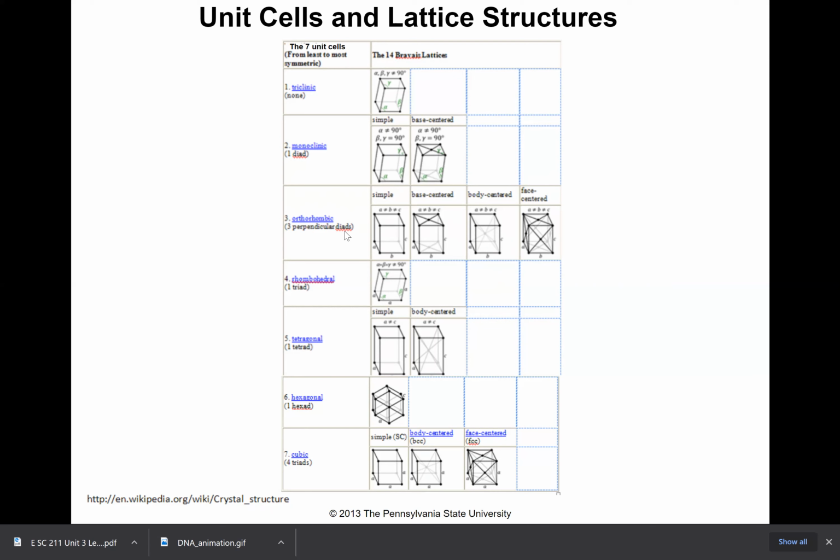If you look at this orthorhombic, again, you have the simple, which just has atoms at the corners. The base centered has it at the top and the bottom face also. The body centered has atoms at the corners and one right in the middle of the cubic structure. And the face centered has atoms at the corners and at the middle of the surface of each of the sides, right? So depending on what your material is in the crystal structure, it could have atoms at just the corners or in between, et cetera.